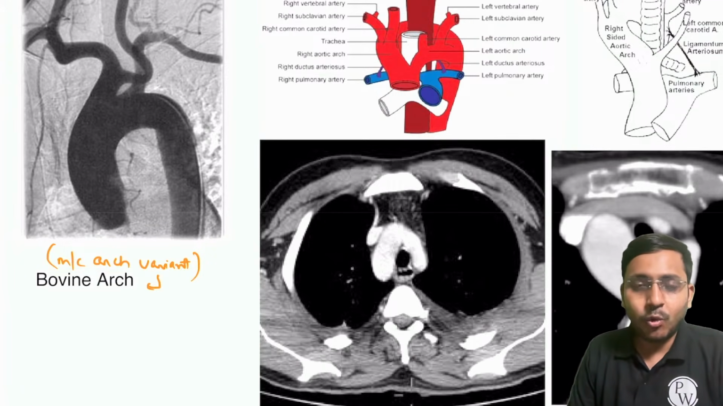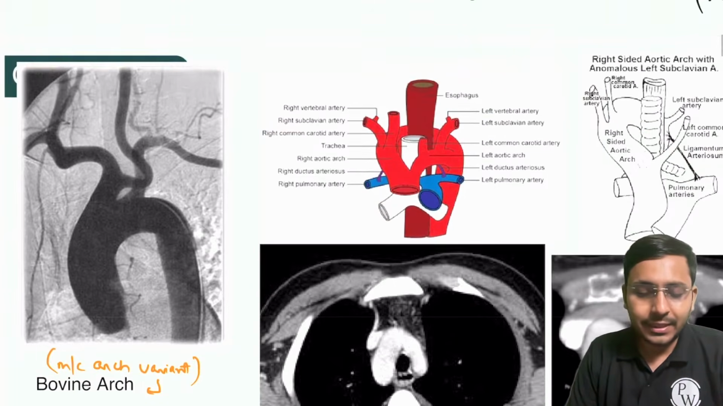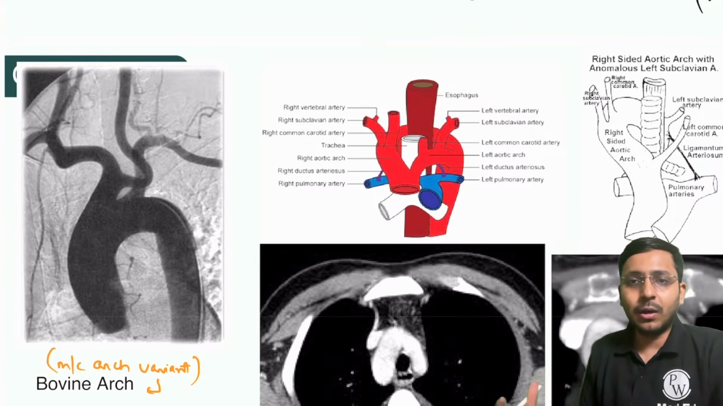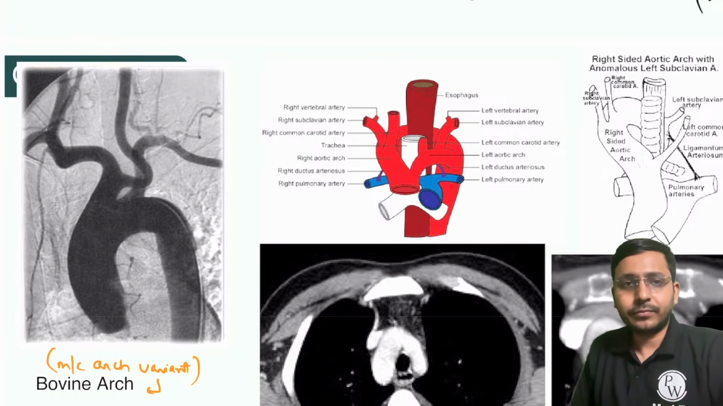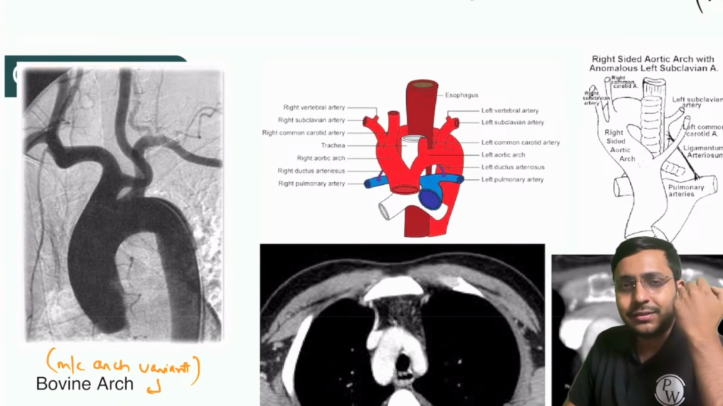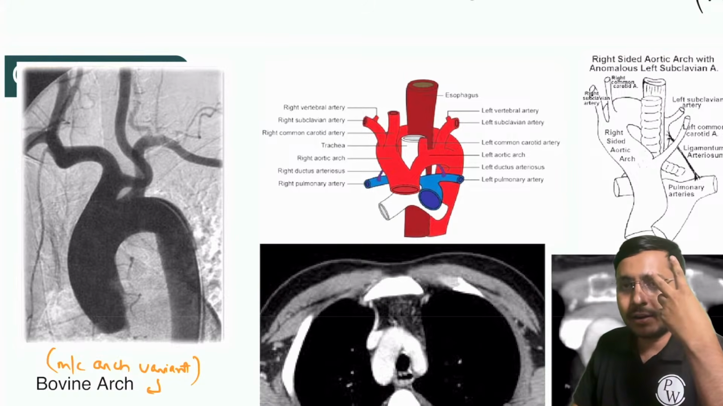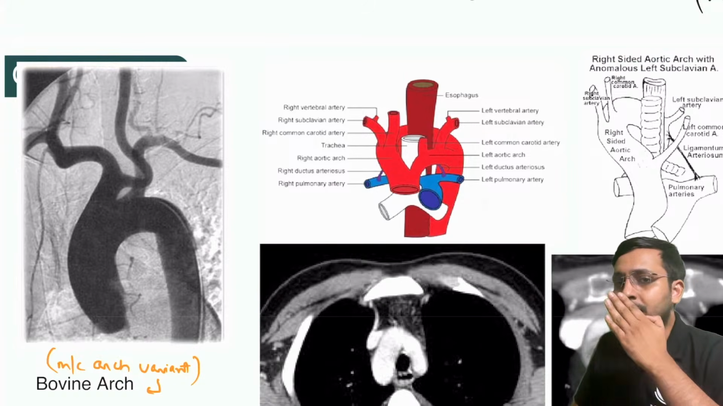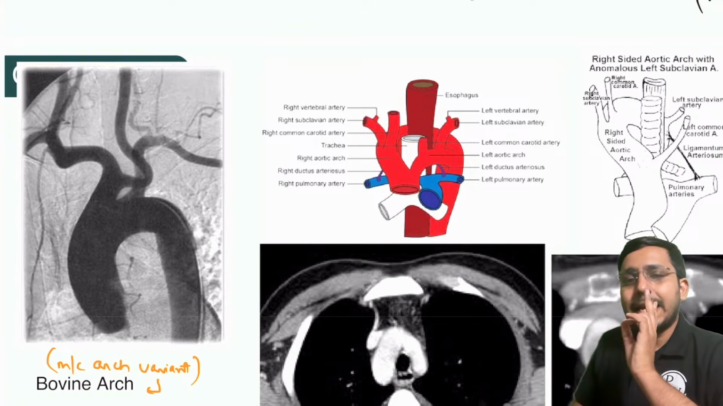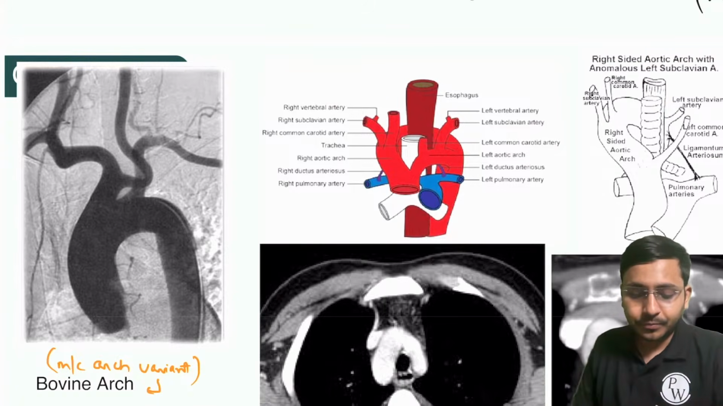Now, in a bovine arch, this type of arch is seen in bovines like buffaloes, cows, axes, right? So like us, they don't have three great vessels. What are our three great vessels? Brachiocephalic trunk, left common carotid, and left subclavian, right? But in them, they have only two branches from the aortic arch. What are these two branches?